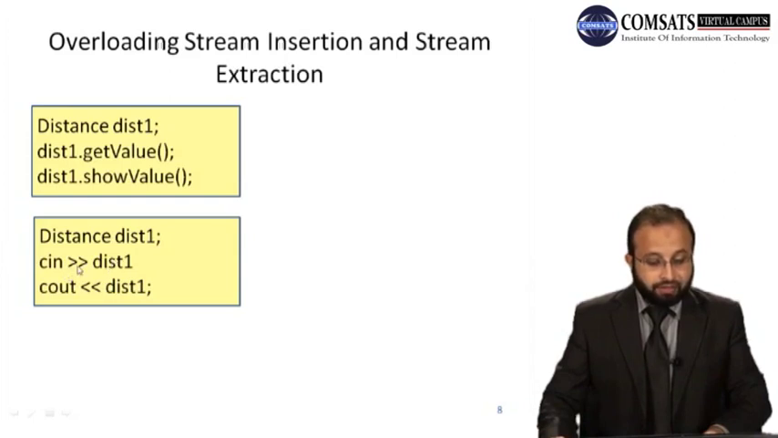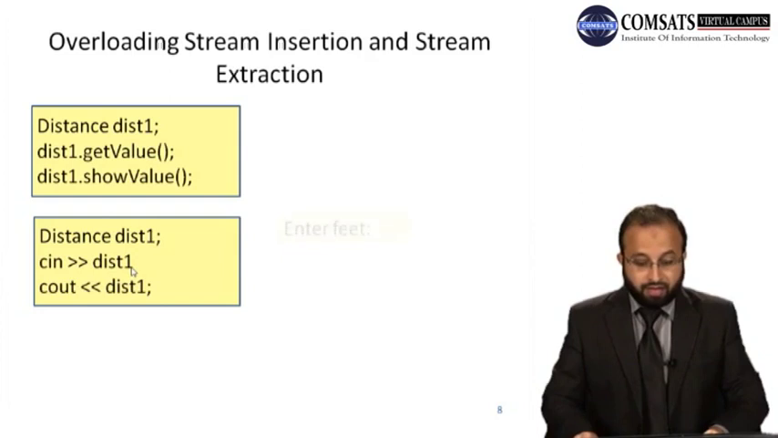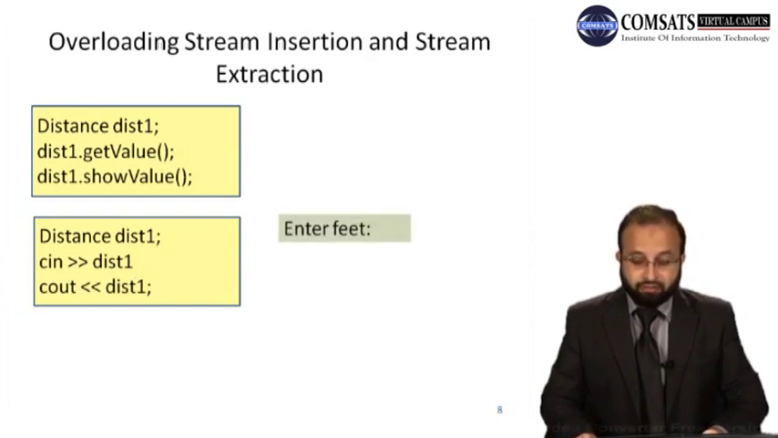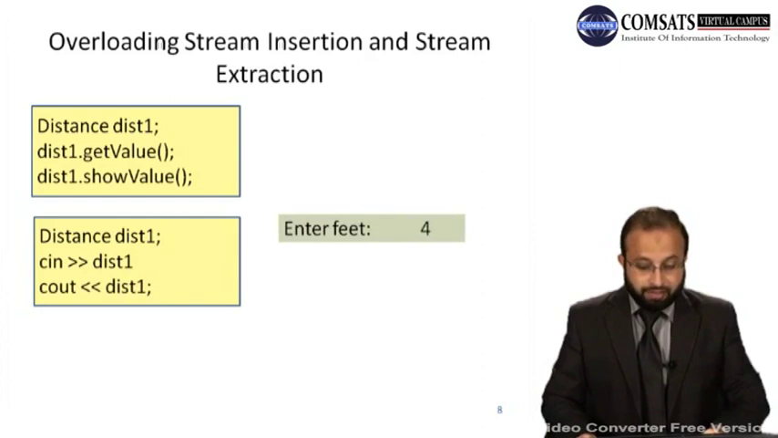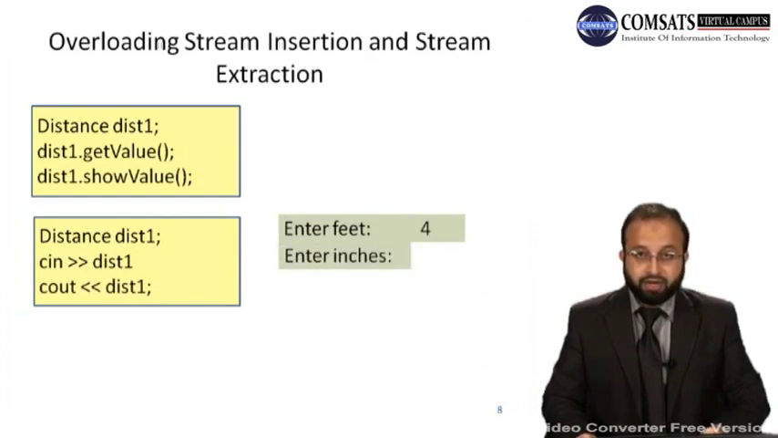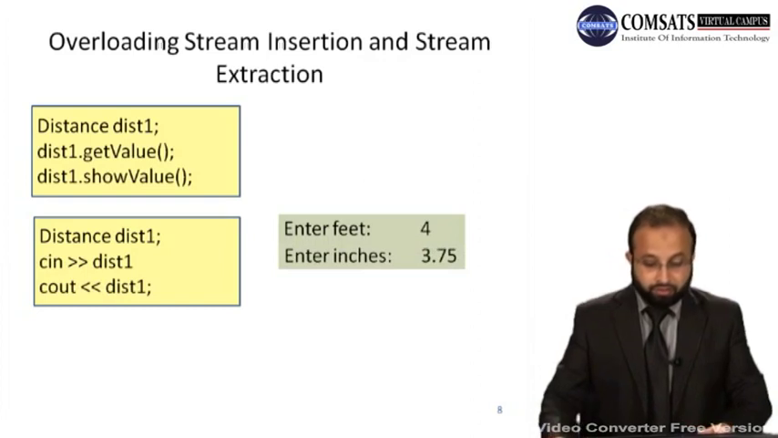So यहाँ पर that is a stream insertion operator, we overload the stream insertion operator in the distance class. So इसका benefit क्या होगा? So if we write cin, then greater than sign and dest1, ठीक है. So if we write cin extraction operator dest1, then the benefit is that it will automatically display the message enter feet. We enter the feet. It displays the message enter inches, we input the inches. So these statements are executed.